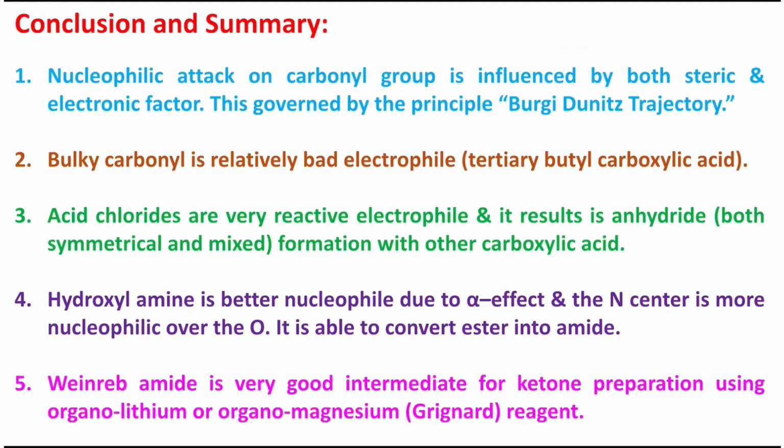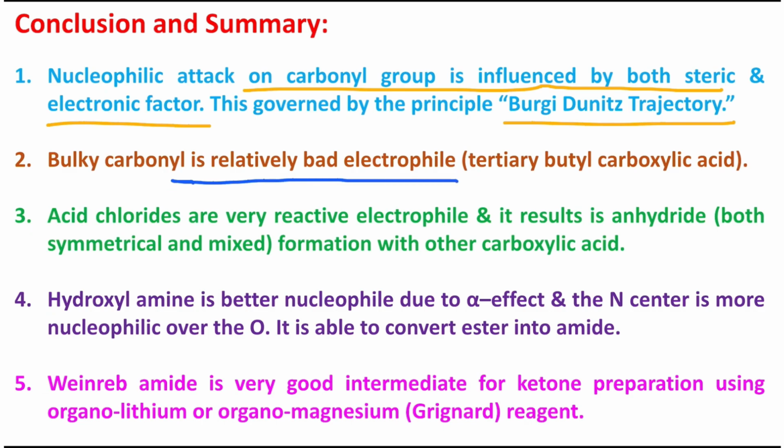So in conclusion, what you have learned today is that nucleophilic attack on a carbonyl group is influenced by both steric and electronic factors, and this anhydride is a kind of carbonyl, and that's why this could be governed by the Bürgi-Dunitz trajectory. Second thing, a bulky carbonyl is relatively a bad electrophile because of this bulkiness, like this tertiary butyl carboxylic acid, even in the amide formation. Now the third point is that acid chlorides are very reactive electrophiles, and they result in anhydride formation, both symmetrical and mixed anhydride with another carboxylic acid.